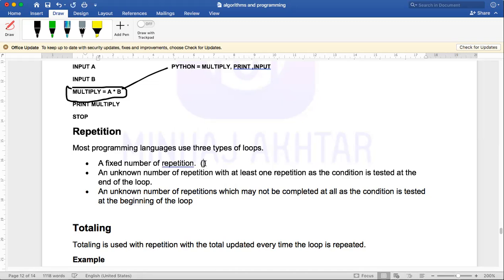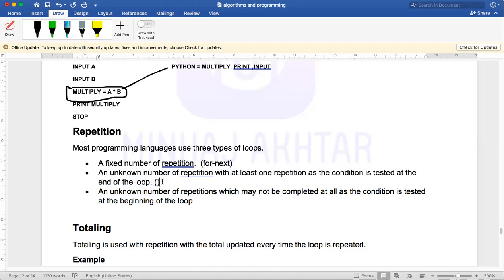In for next, we know how many times the things get repeated in the program, like 10 times, 20 times, 30 times. Number 2, an unknown number of repetitions with at least 1 repetition, as the condition is tested at the end of the loop. It is the repeat until loop.